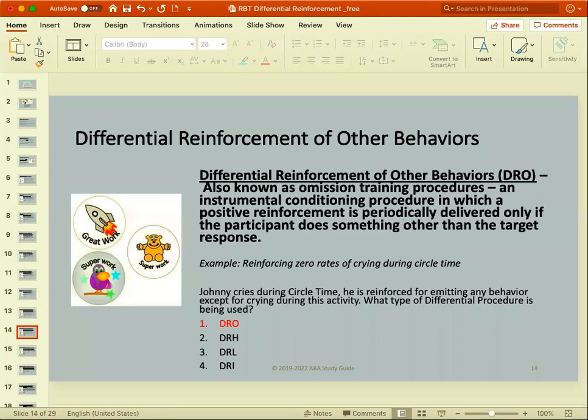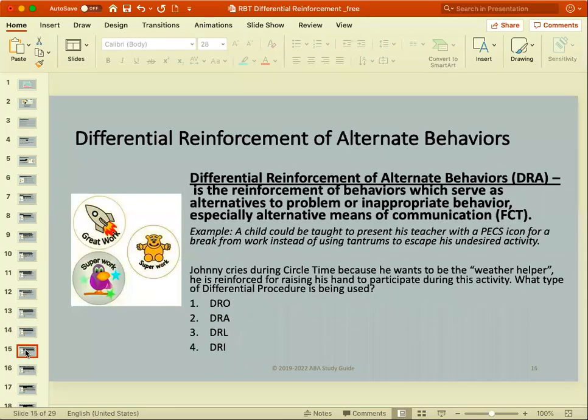We are using a DRO procedure. This is omission training. We are training him to omit, or to totally get rid of, crying. Different from DRL because we're trying to totally get rid of it. Crying during circle time is not appropriate. Call outs may be okay. That's just if you were to choose which one to use.